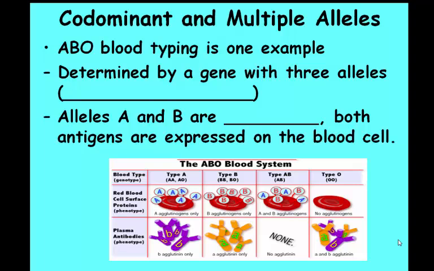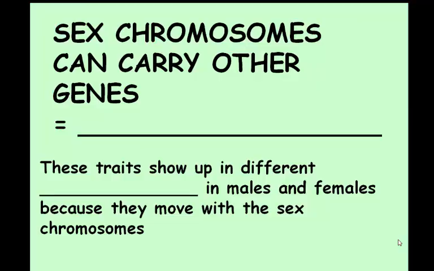We also see codominant and multiple allele traits. For instance, the ABO blood types are an example. We've talked about this already. It's determined by a gene with 3 alleles. So that's your example of a multiple allele trait. Alleles A and B can both be expressed. And if they're both expressed, they're said to be codominant. So if you see both of them, then you're obviously codominant.